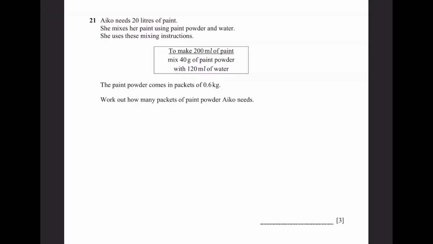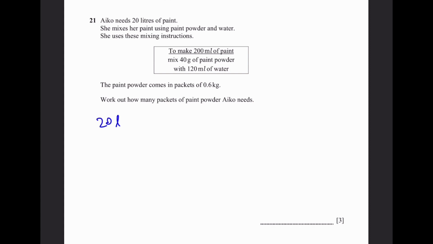Aiko needs 20 liters of paint. She mixes the paint using paint powder and water. She uses these mixing instructions. To make 200 ml of paint, mix 40 grams of paint powder with 120 ml of water. Paint powder comes in packets of 0.6 kg. Work out how many packets of paint powder Aiko needs.